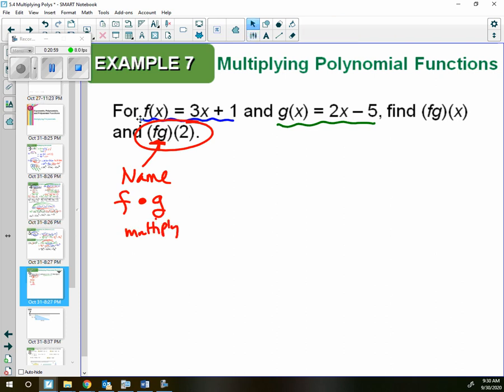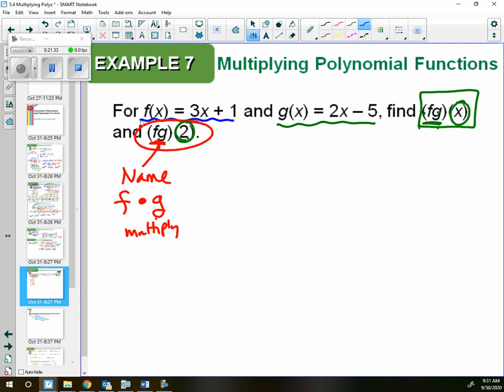And then you're going to evaluate that product at 2. So we're going to multiply them together, and then we're going to evaluate that product at 2. So we want to see what that looks like to be able to solve. We're going to multiply them together, and we're just going to give the rule just with x. So we're going to find the rule first, and then we're going to figure out what it would be at 2. So we're going to do both. But when you see two letters right next to each other, that means times.